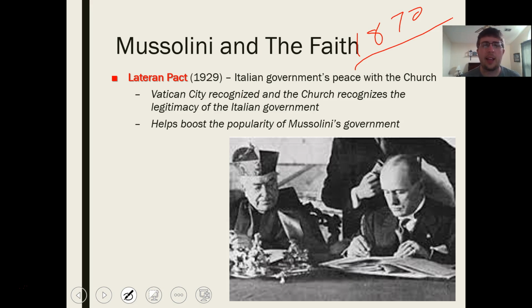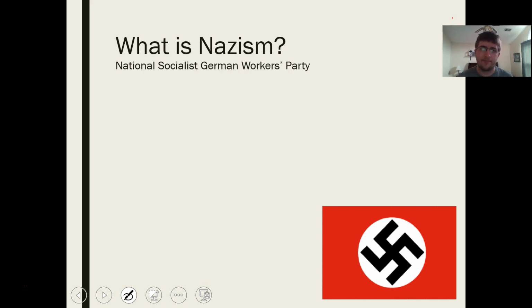And then it really boosts the popularity of Mussolini's government, because now the poor conservative peasants who are very Catholic are going to be like, you know what, this is pretty cool that our government and our church are now, maybe not working together, but aren't sending each other to hell or whatever. So yeah, that'd be bad. But again, Mussolini's building up this fascist government, very nationalistic, very militaristic, but it is growing in popularity, and to be fair, helps the Italian economy.